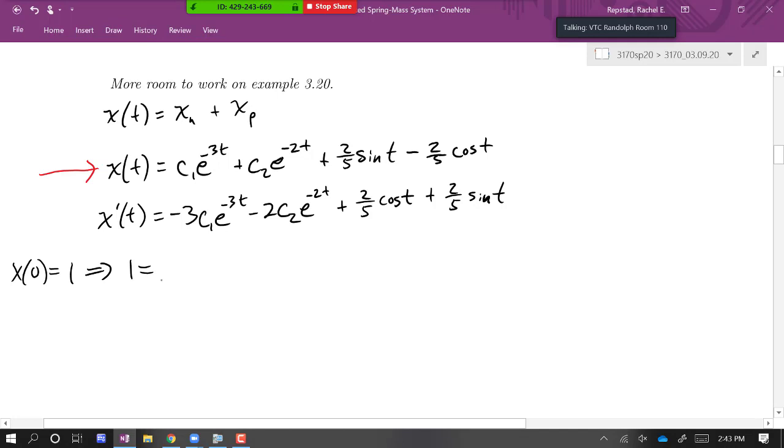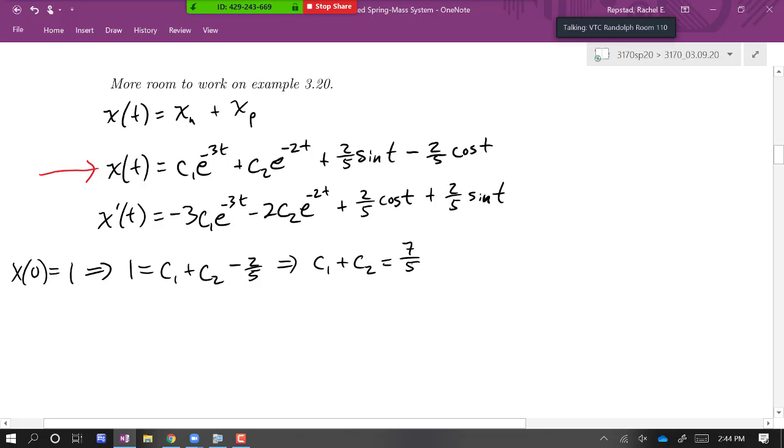So 1 is equal to, what remains? What expression do we end up with when we plug in 0? Definitely C1 and C2, because e to the 0 is 1. Minus 2/5, and then minus 2/5. Yeah, because the sine of 0 is 0 and cosine of 0 is 1, so we just have those coefficients left. So that gives us the equation C1 plus C2 equals 7/5. And I'll leave that there for now.